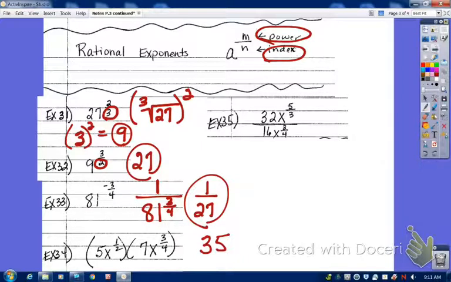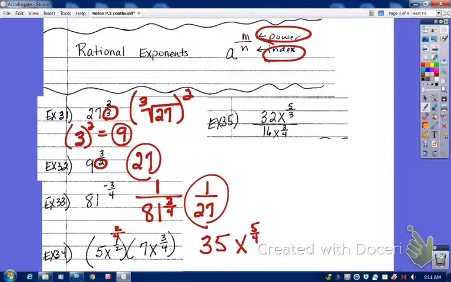So I've got to add 1/2 with 3/4. In the 4th grade, I learned that I can't add or subtract fractions unless I have a common denominator. So what's the common denominator here? 4. So I want to think of that 1/2 as 2/4. So what's 2/4 plus 3/4? 5/4. So my answer is 35 x to the 5/4.